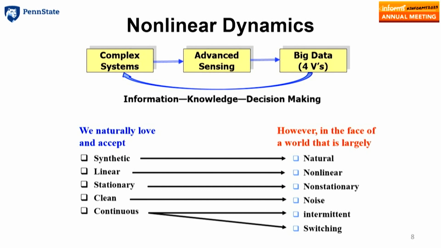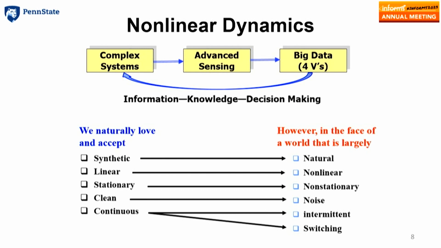But naturally, we love and accept synthetic data: linear, stationary, clean, continuous data. Sometimes we call it curated data, but data is not well curated. Not all data is clean. However, in the real world, in many cases we are facing, natural systems are highly nonlinear, non-stationary, and with noise and intermittent switching behaviors.